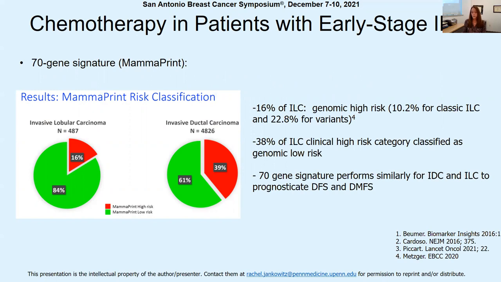Dr. Metzger and colleagues presented a sub-analysis of the MINDACT trial data at EBCC in 2020, showing that 16% of ILC cancers will be classified as high risk by the 70 gene signature. Additionally, 38% of ILCs classified as high risk clinically will be reclassified by the signature as low genomic risk. And the 70 gene signature performs similarly for IDC and ILC, supporting its prognostic value for ILC.